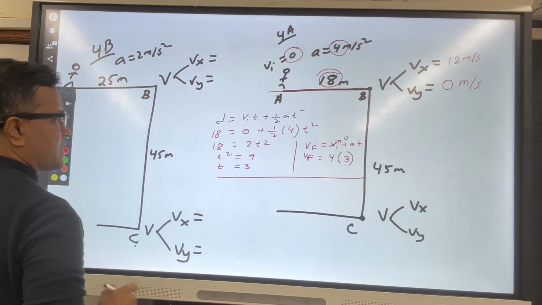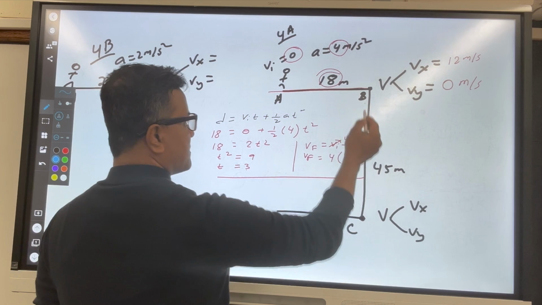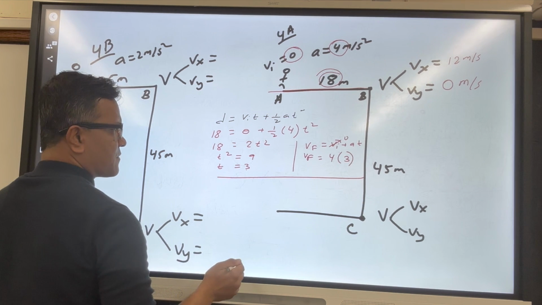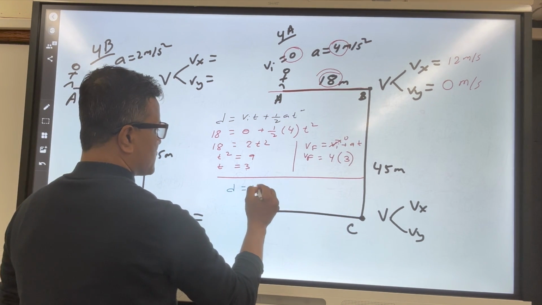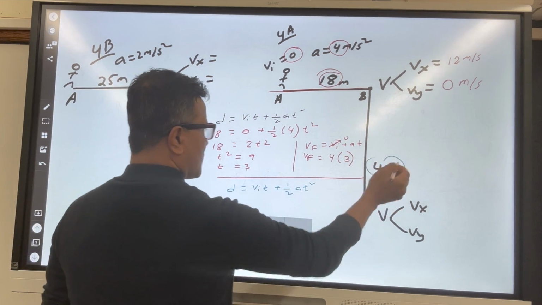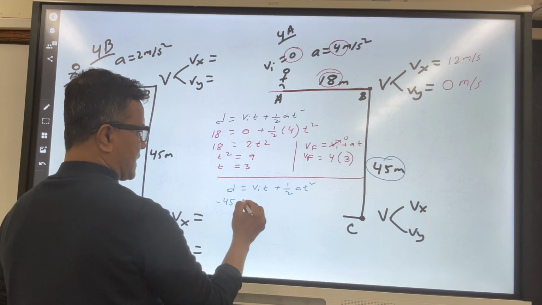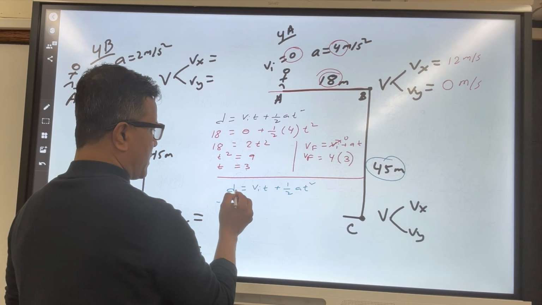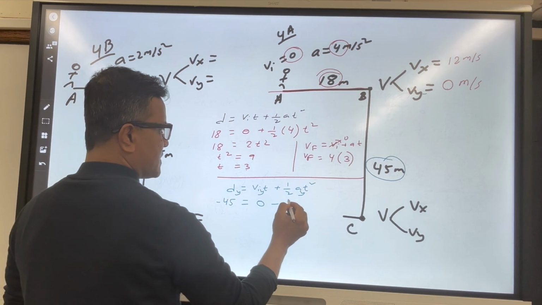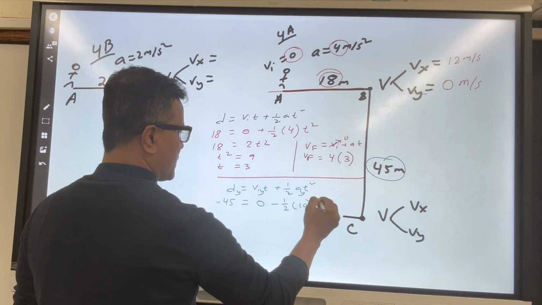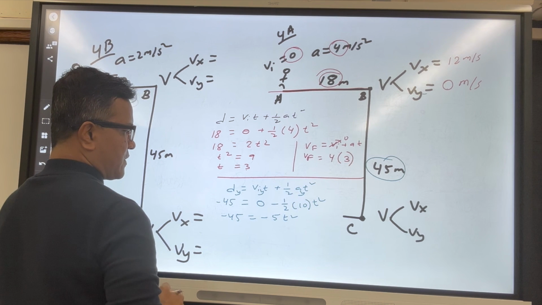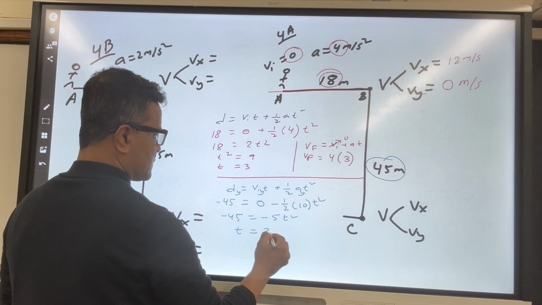So what are we finding? We are finding first the time. We are finding how long did it fall. So d is equal to vit plus half at squared, right? So d is how long did it fall? 45 meter. Don't forget to put negative. Vi in the y direction, of course. So in the y direction, his velocity is 0 minus half 10 t squared. So negative 45 is equal to minus 5 t squared. Negative 5 goes into negative 45 9 times. So t is 3, right?